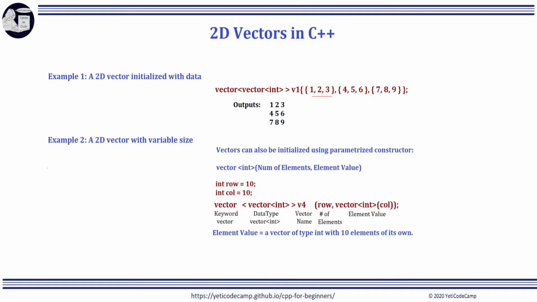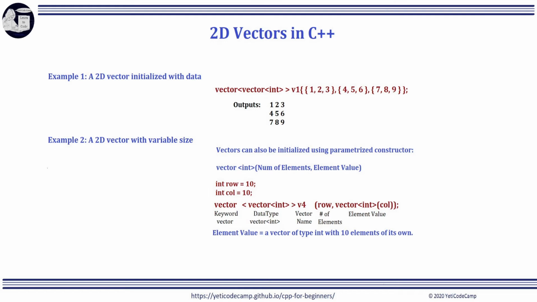So row 1 is going to have columns 1, 2, 3, row 2, 4, 5, 6, and row 3, 7, 8, 9. And that example would print out the output you see here, 1, 2, 3, 4, 5, 6, 7, 8, 9.